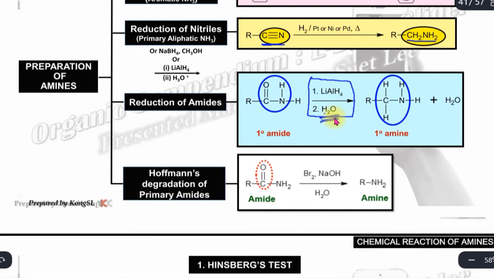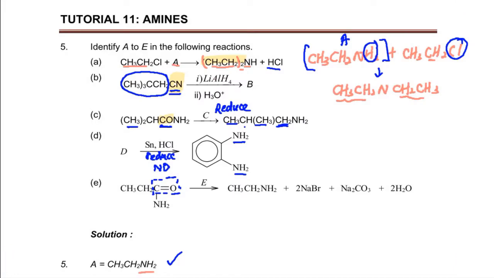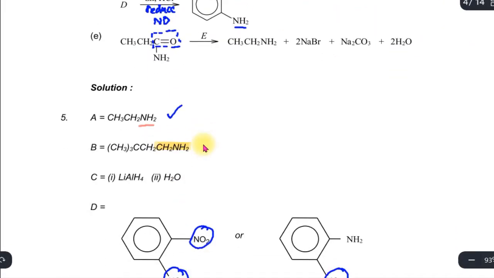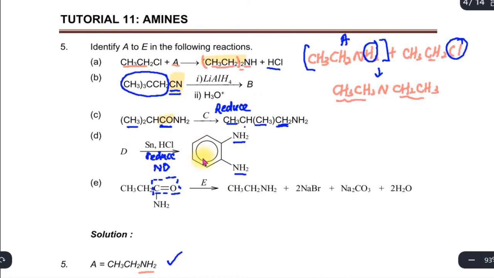This one really insists on H2O. Please remember about it. So the reagent for compound C is 1. lithium aluminium hydride, 2. H2O. Okay, D. D is using SnCl2/HCl, so this is the reducing agent for a nitro compound.